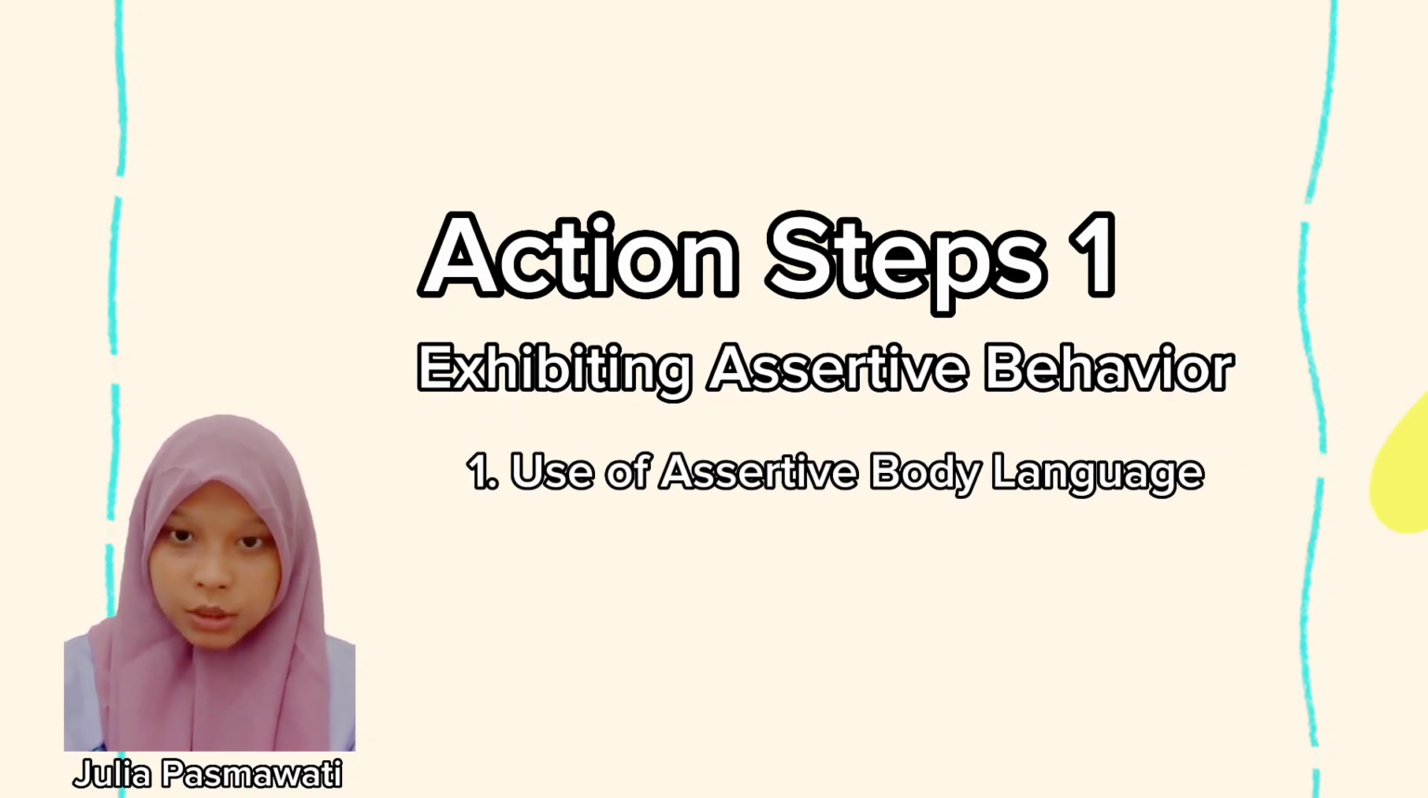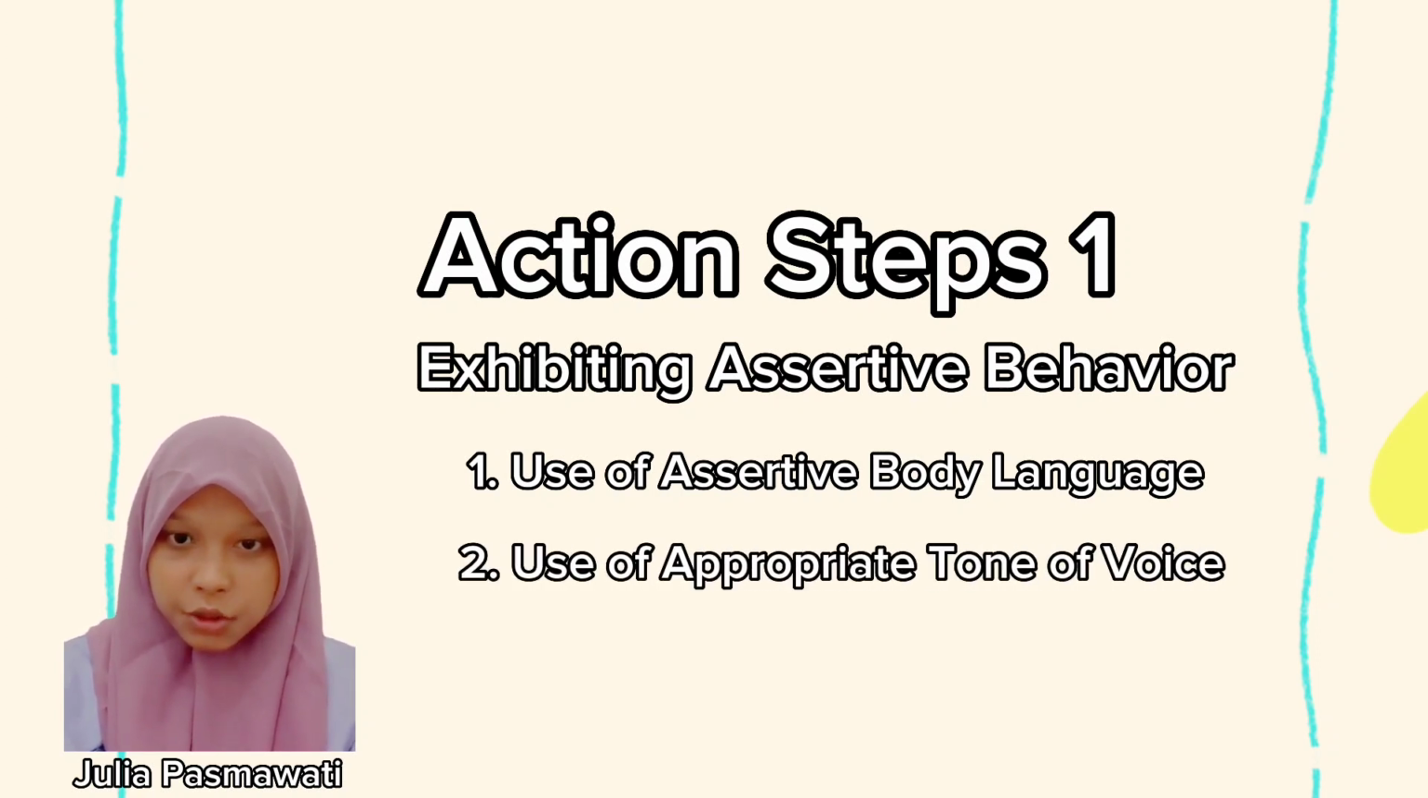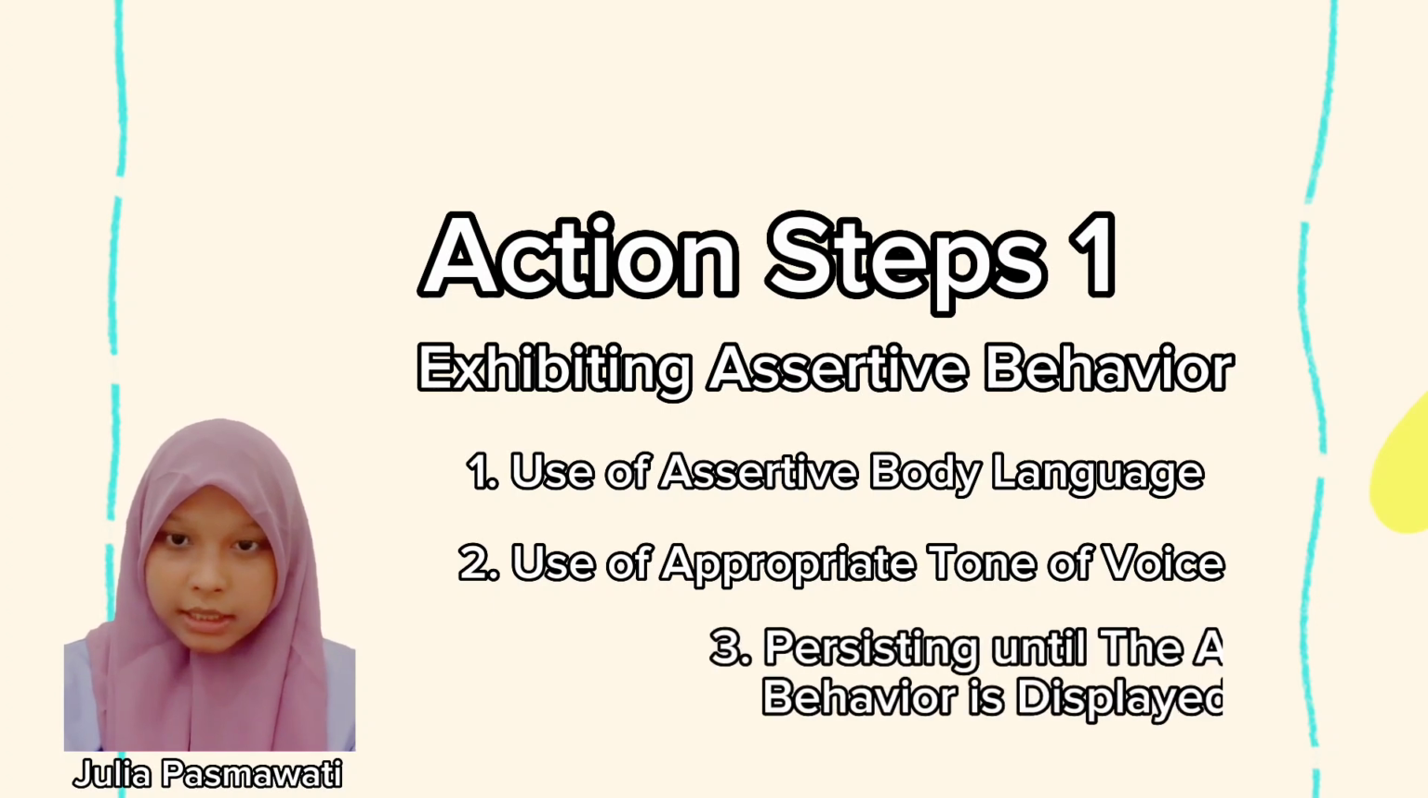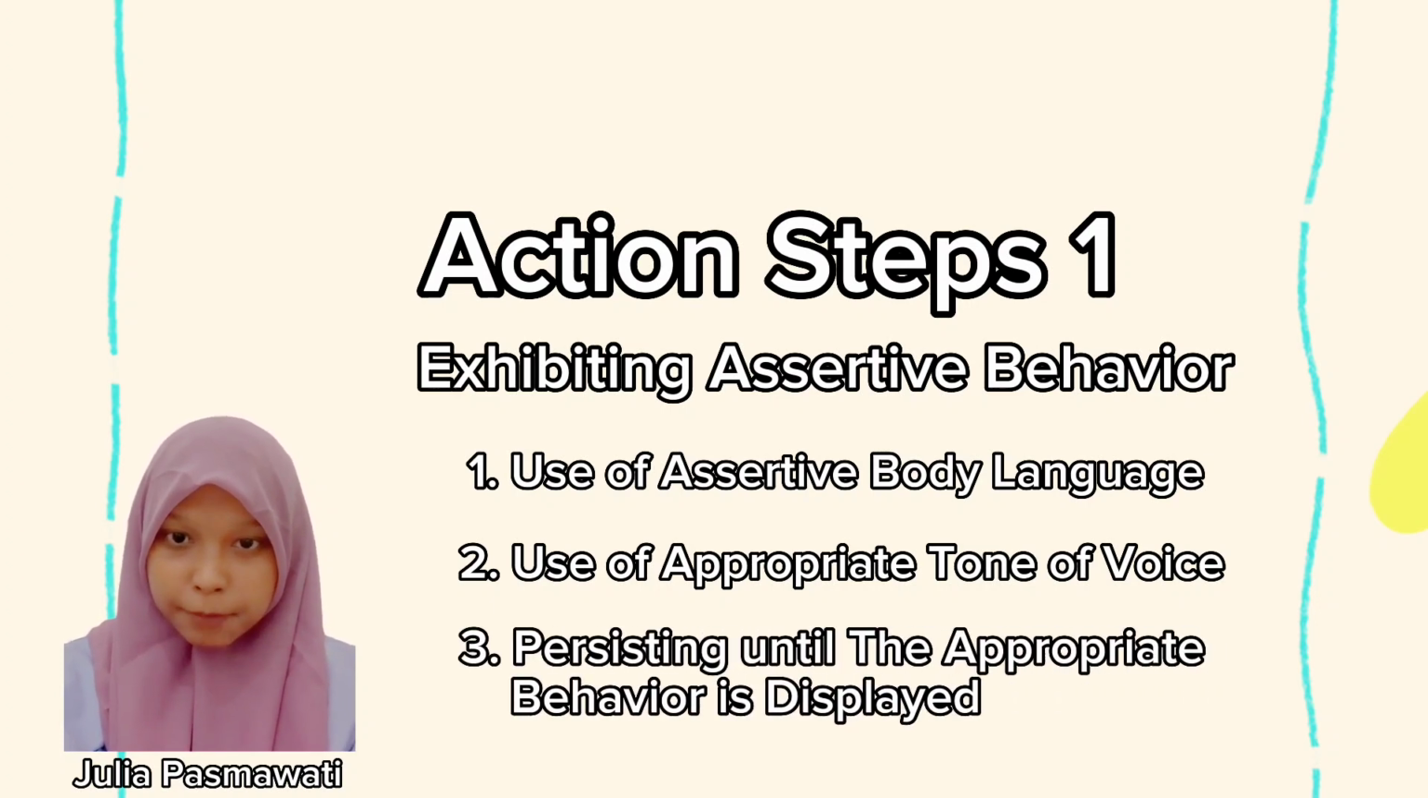The first is use of assertive body language, like making and keeping eye contact and maintaining an erect posture. The second is use of an appropriate tone of voice, speaking clearly and deliberately. And the third is persisting until the appropriate behavior is displayed, not ignoring an inappropriate behavior, and not being diverted by a student. Okay, I think that's all for me. Back to the moderator.